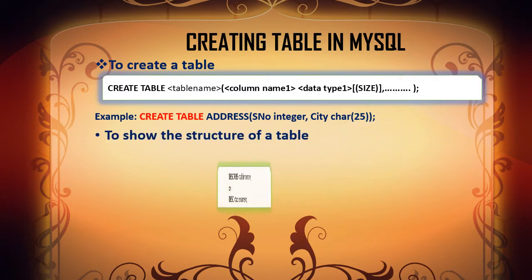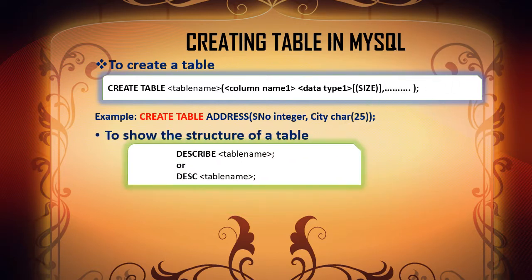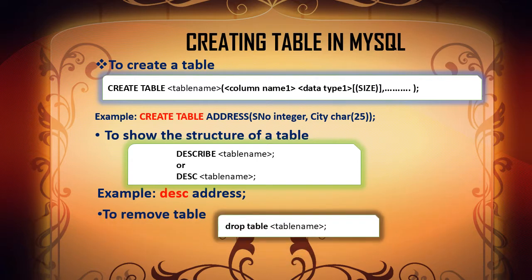To view the structure of the table, we should use the command describe table name or DESC table name. Example, DESC address, it shows the structure of the table. And if you want to remove the table from the database, we can use the command drop table, table name. Example, drop table.